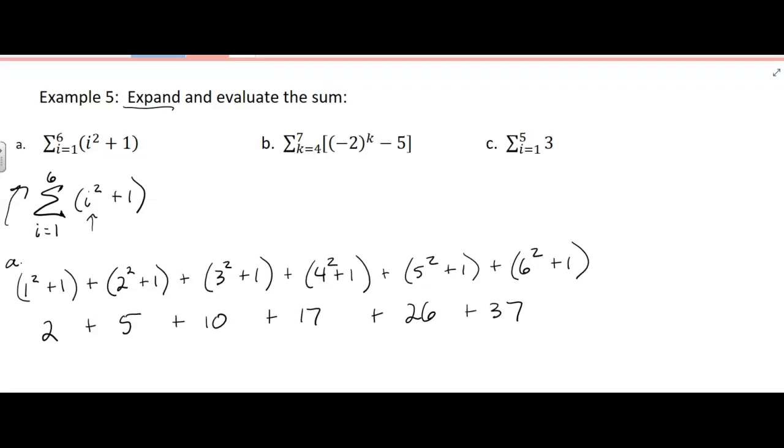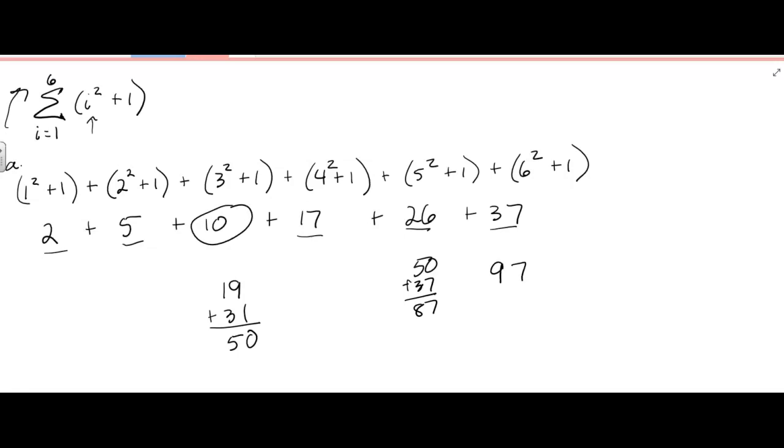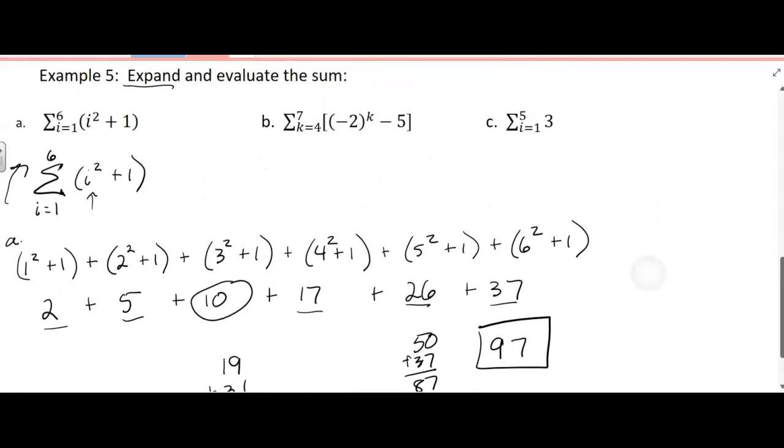And then I have to add those up. So maybe I want a calculator, maybe I can just do it by hand. Let's see. What's the easiest way to do it? Well, the 2 and the 17, that makes 19. The 5 and the 26, that's 31. So that'll be easy for me to add. 50, right? Plus the 37. So 50 plus 37 is 87 plus that 10, so 97. Okay, I'm going to say the summation is 97. You could put that in a calculator. Maybe that would have been easier to do. Okay, so that's how it works.